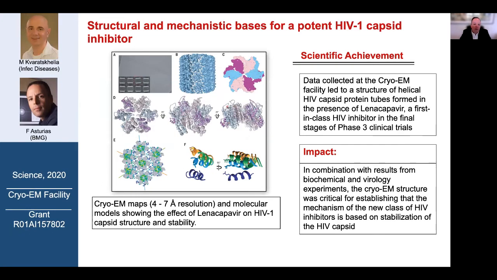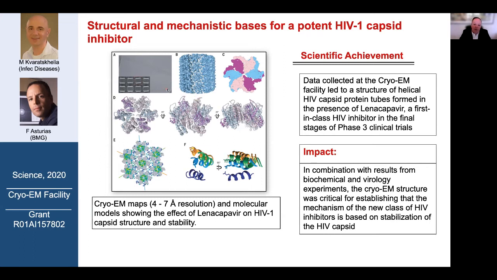Another example comes from the group of Mamuka Cravastelia in the Division of Infectious Diseases. And this is also work that was done in collaboration with my lab. In this case, we looked at helical tubes formed by the HIV-1 capsid protein in the presence of lenacapavir, a state-of-the-art, new-in-class, potent HIV inhibitor that is completing clinical trials.